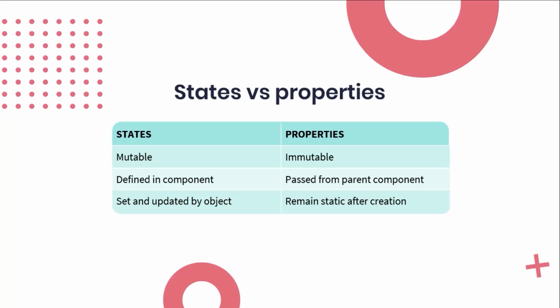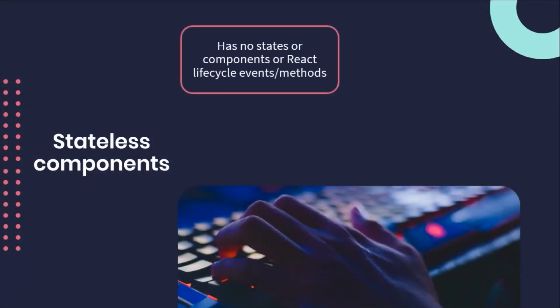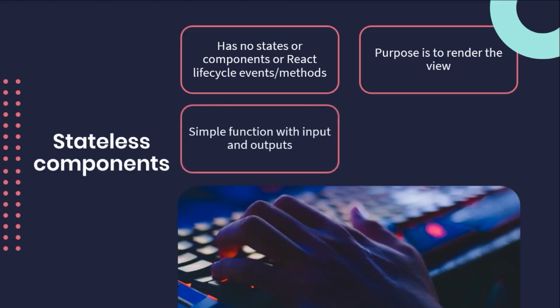Not all components need to have state. Now, in the next section, you'll see how to use properties with stateless components. A stateless component has no states or components or any other React lifecycle events or methods. The purpose of a stateless component is just to render the view. The only thing it can do is to take properties and do something with them. It's a simple function with the input, or properties, and the output, the UI element.